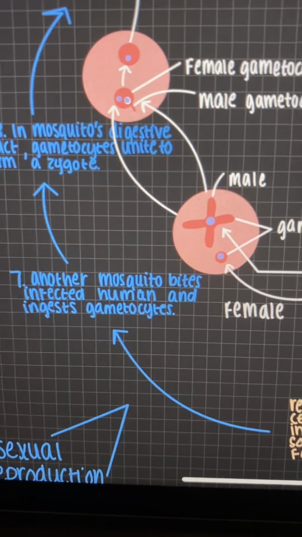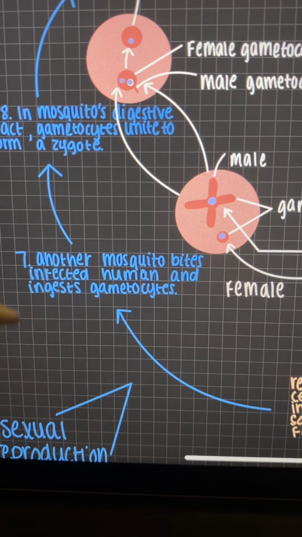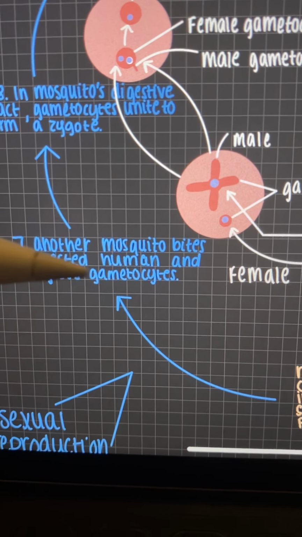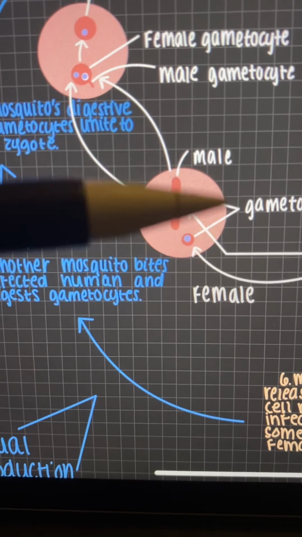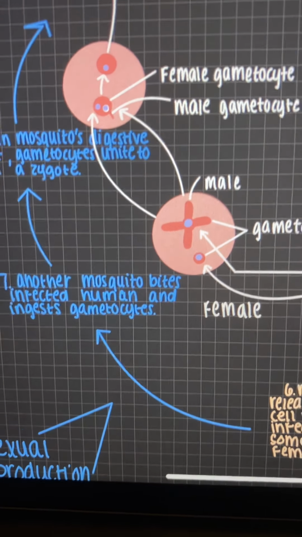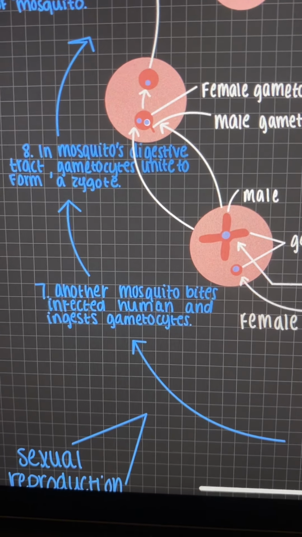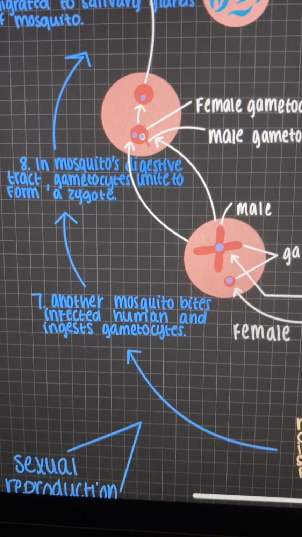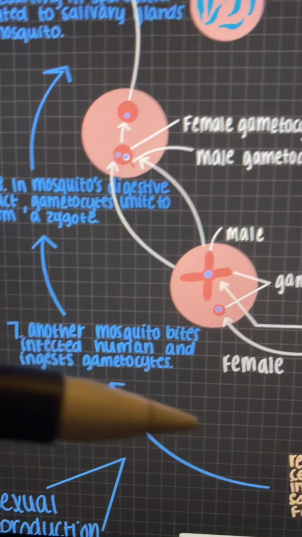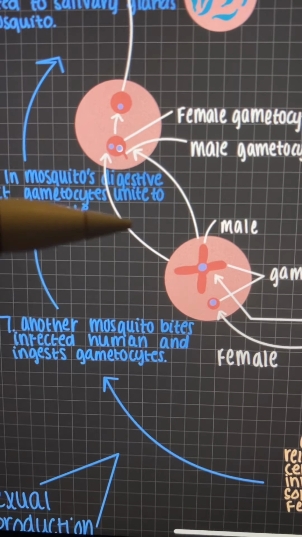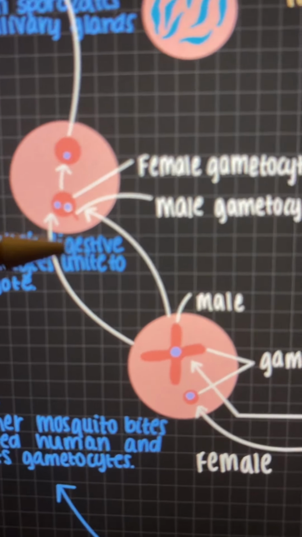So step 7, another mosquito bites the infected human and ingests the gametocytes. So what happens is they bite and they ingest these. So once they are ingested, the mosquito's digestive tract unites all of the gametocytes into a zygote. So they're ingested, they're uniting them, as you can see here.